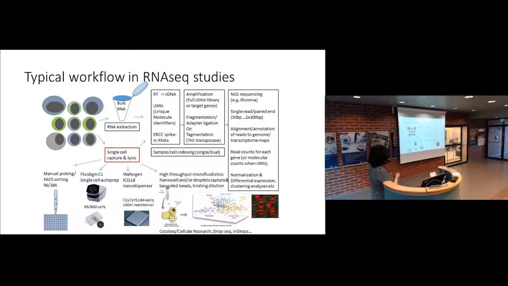But after that, everything is pretty much the same. So you have to make the reverse transcription from the RNA molecule to a complementary cDNA molecule. You can use molecular identifiers to get rid of the PCR bias later on. You can add spike-in synthetic RNAs to help in analysis. And then you usually have to amplify the cDNA library, because every single cell has such a tiny amount of RNA, so you have to amplify the full-length cDNA library.